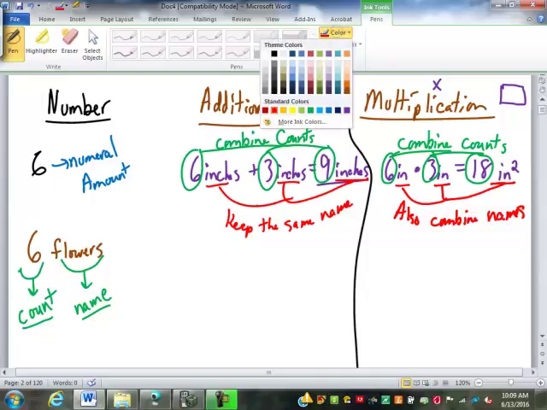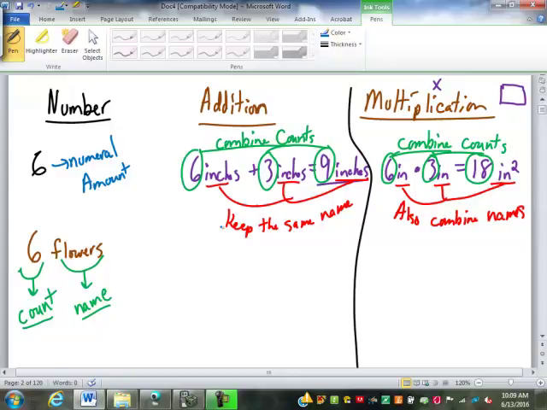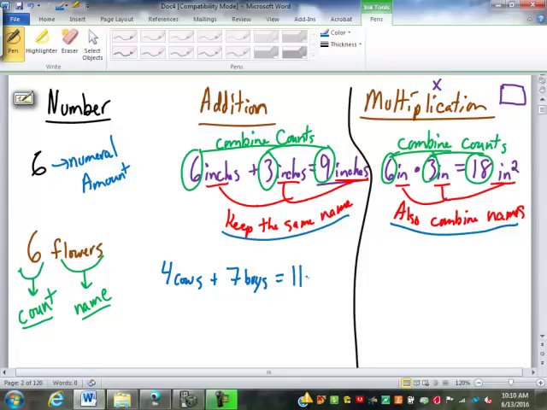And this is the big difference between addition and multiplication. When we add, we keep the same name. Now that implies that we must start with the same name. When we multiply, we're going to combine names, which means we don't necessarily have that restriction. For example, let's take 4 cows plus 7 boys. Do I get 11 cowboys? No, it doesn't work that way, does it?